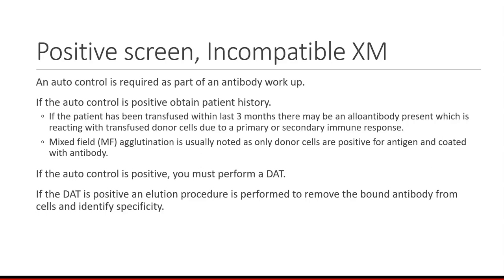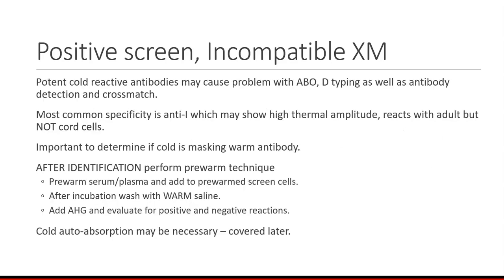So I want to stress this, and we'll be talking about this again, that the DAT and the autocontrol are different. If the direct antiglobulin test is positive, then an elution procedure is performed. And this procedure is used to actually remove the bound antibody from those cells so that the specificity can be identified. We will be talking about elutions in greater detail when we talk about antibody workups. Potent cold reactive antibodies may cause problems with ABO, D-typing, as well as the antibody detection and cross-match.